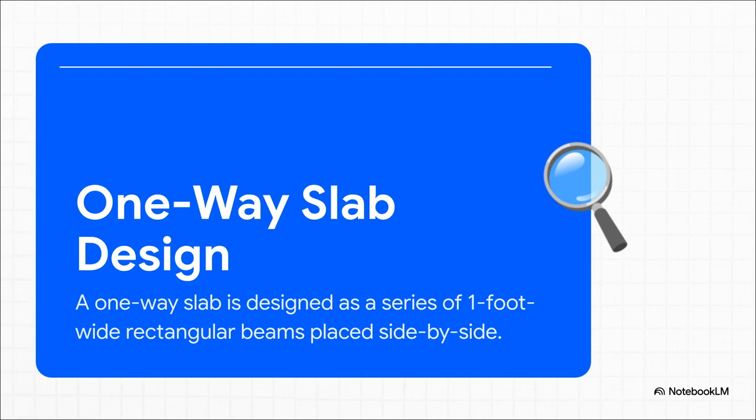So what's the trick to designing this big, wide element? We simplify. We basically imagine slicing the slab into a bunch of 1-foot wide strips, all sitting next to each other. Then we just design one of those strips as if it were a rectangular beam that's 12 inches wide. All the same rules apply: capacity versus demand, minimum steel, it all works.